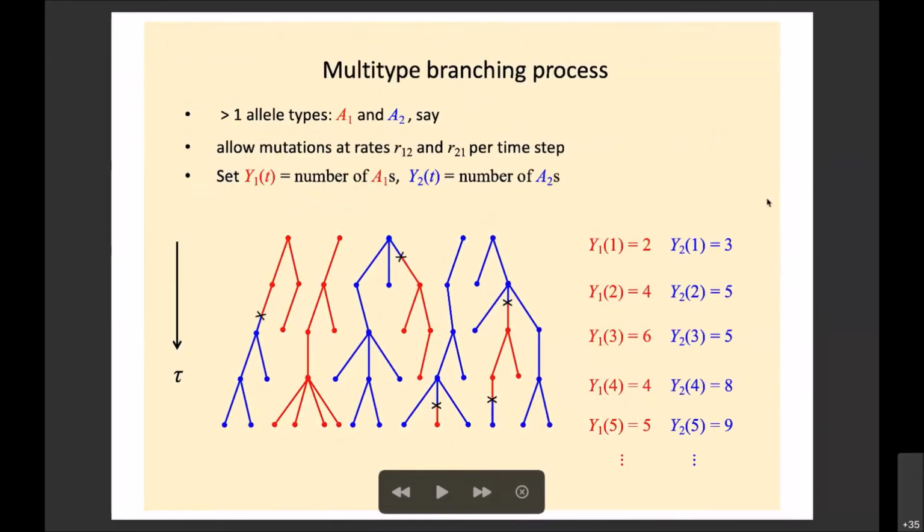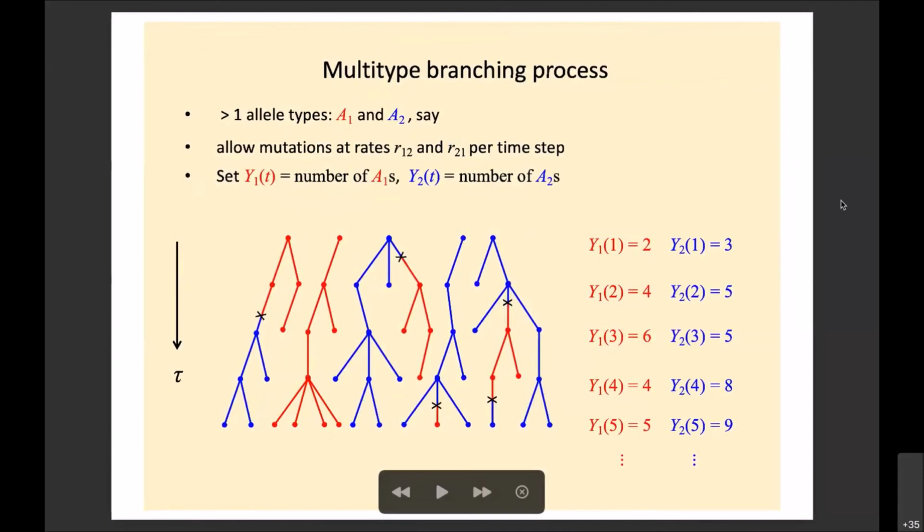What we're looking at, you guessed it, is we're going to put 2 allele types into this, which is something Galton and Watson didn't do. And we're going to look at essentially neutral mutations once again. We put in a mutation rate from type 1 to type 2, and a mutation rate per time step from type 2 to type 1. And every now and then a mutation happens in the system. And after a number of time steps, we'd like to know just what the distribution of allele types is.